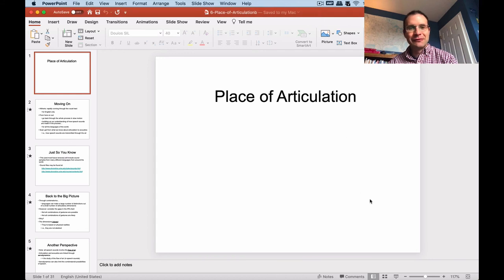Okay, hello again, Ling 341. Today we're going to talk about place of articulation in greater detail than we've ever done before.